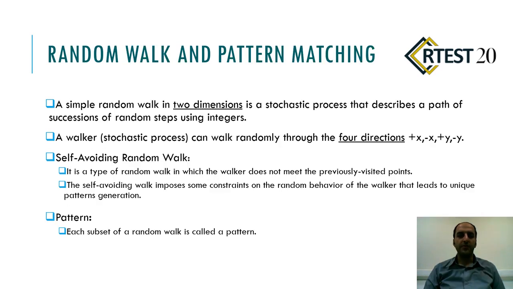So let's have a brief review of the preliminaries of random walk. We use random walk in 2 dimensions, including the walk in 4 directions on the x and y axes. Self-avoiding random walk is a type of random walk that limits the behavior of the walker or random process and prevents the walker from meeting previously visited points. So, the self-avoiding random walk can generate unique patterns that can be matched using similarity measurement criteria.